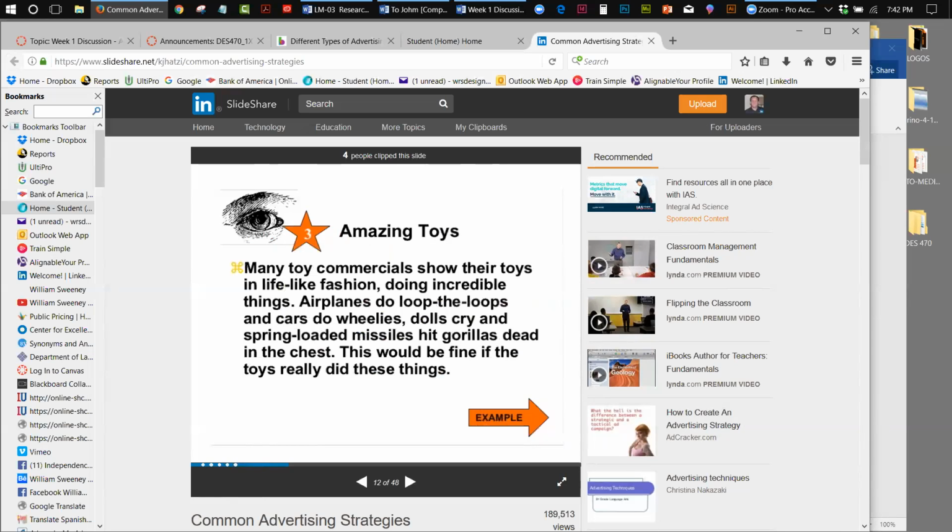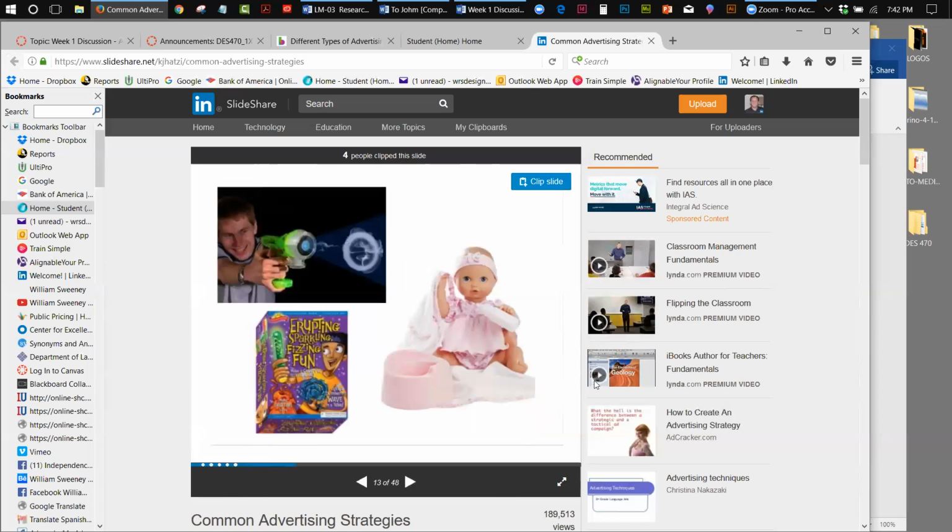Take a look at some of the Burger King. Take a look at some of the McDonald's. Take a look at some of the burgers that they show. And then go to the McDonald's or go to the Burger King and buy the same burger. It doesn't really look like what's on the television at all. And I mean, seriously, it doesn't. So this is a very good one, amazing toys. Let's see what kind of examples they show us here. This ought to be interesting.